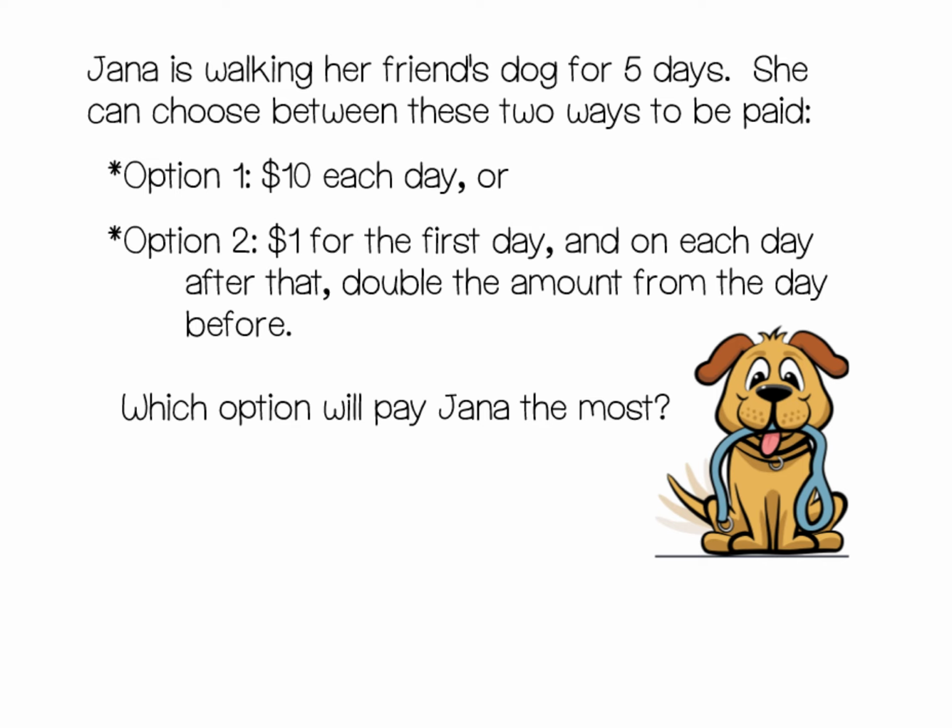All right, so option 1 here. We know she's doing this for 5 days. So $10 per day, so that's 5 days times $10 per day, gives us a total of $50. That one's not a big deal. So let's look at option 2. She gets $1 the first day. So keep in mind we have 1, 2, 3, 4, 5 days that she's working, right? So first day she gets $1.